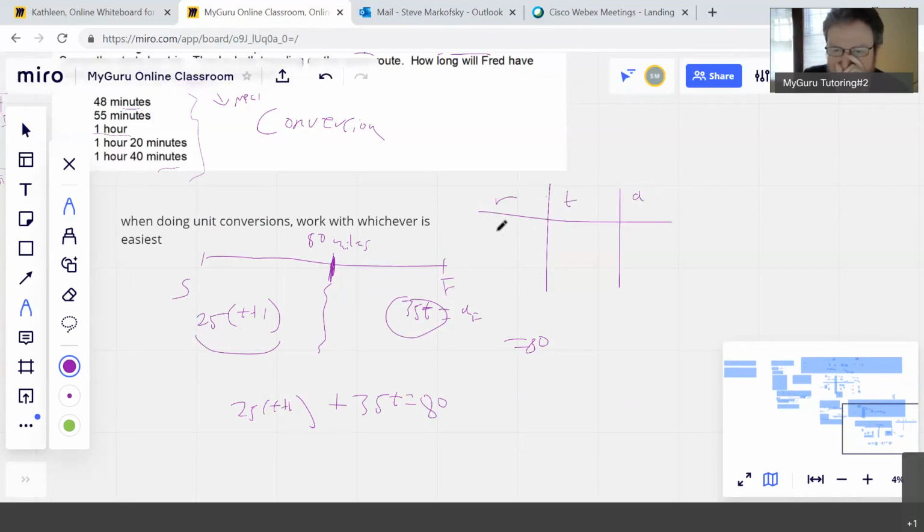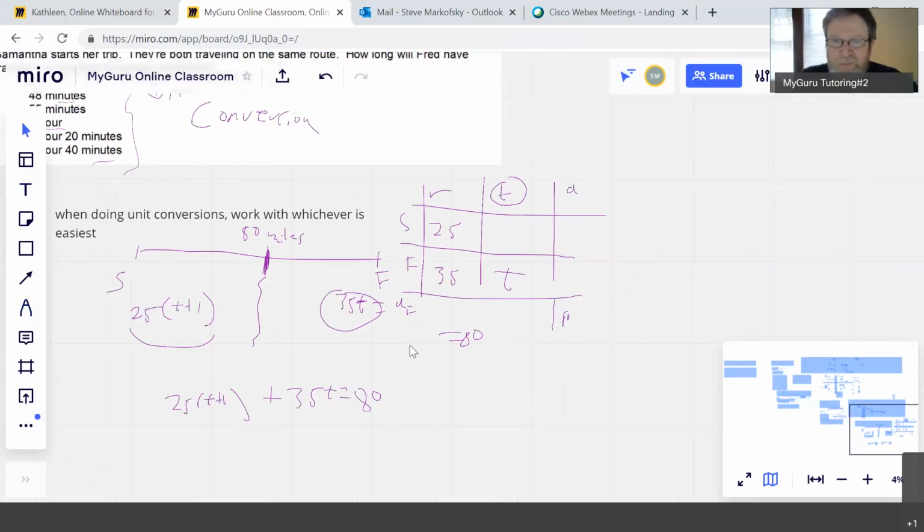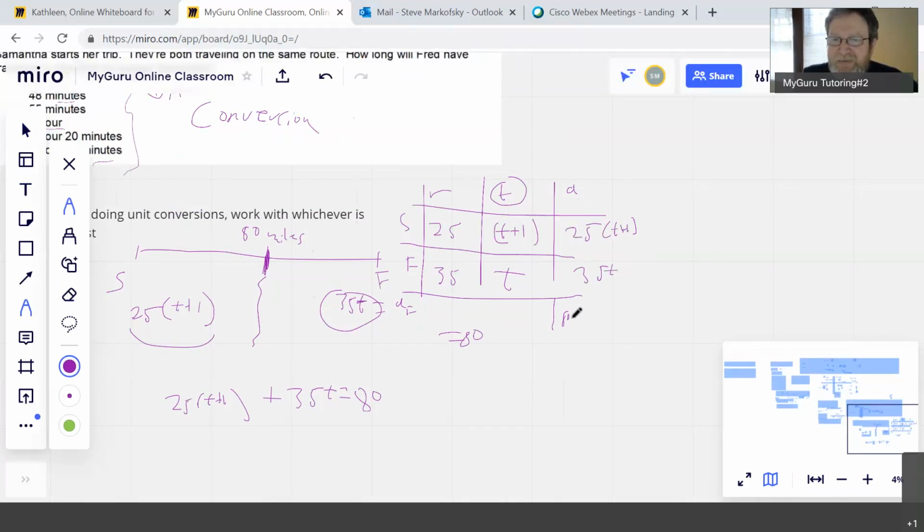So we've got a 25 for Samantha, and a 35 for Fred. Remember our t, this is exactly the same thing, just shifted over. Fred is going to be our regular t with no modification. Our total distance is going to be down here, which is 80. Samantha's time is going to be t plus 1, so her distance is 25 times (t plus 1), and Fred's is 35t. Add them up, and it's going to be 80.